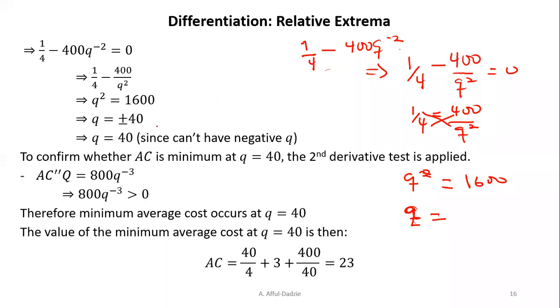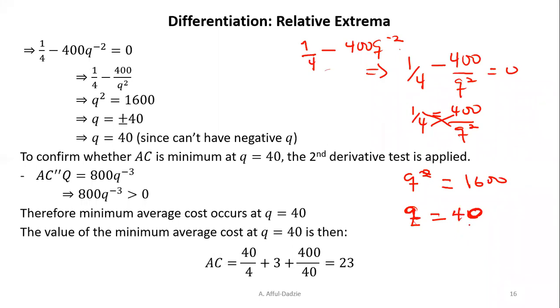I just want to satisfy the mathematical condition anyway. However, we are looking at quantity and we can have a negative quantity. I hope you understand. So there's no point in even bringing the plus or minus to confuse you. So Q is 40. When you take the square root of 1600, it's 40.